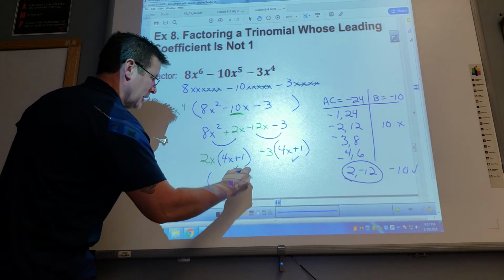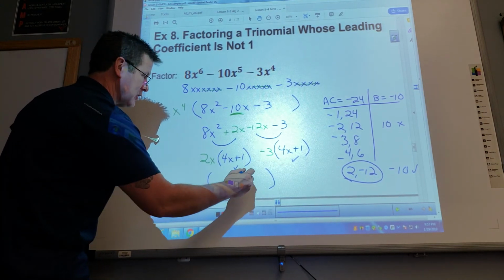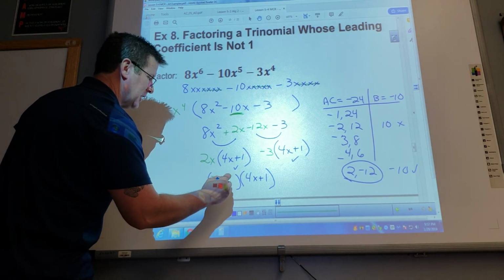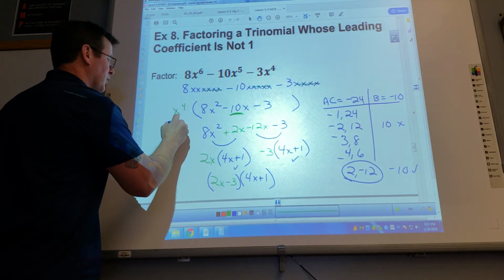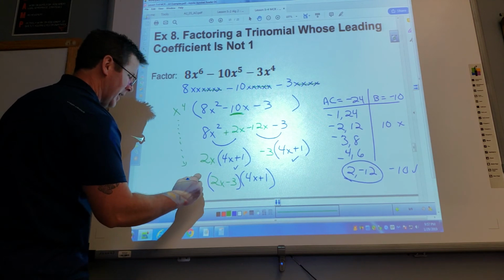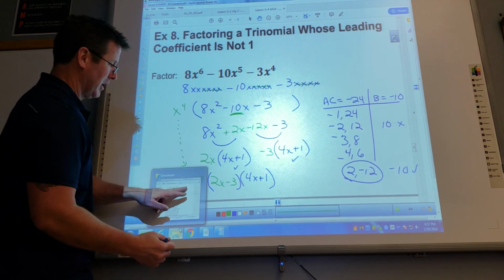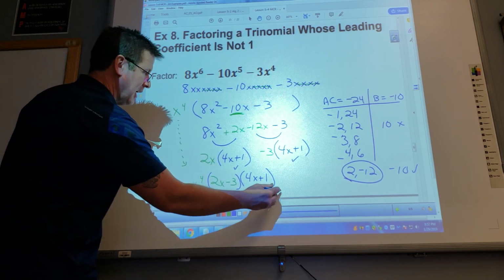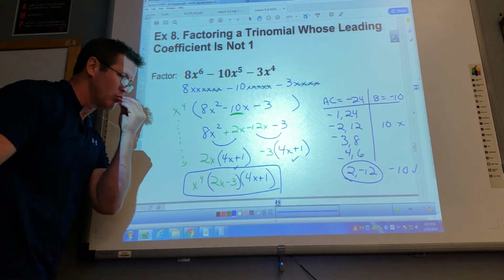You're going to rewrite this using your common factor. What's on the outside becomes the other factor. And don't forget this x to the 4th that you had. Because without it, multiplying these together, you can never get back to 8x to the 6th. And that, my friends, is done.